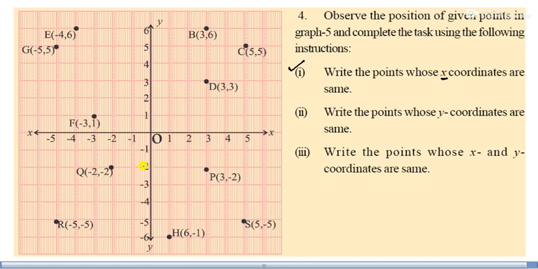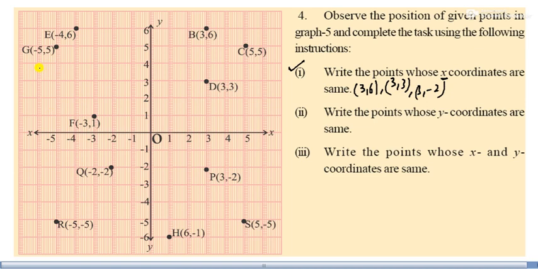So you can watch the first quadrant. So it is (3, 6) and (3, 3). So you can write here: first one is (3, 6), and here is (3, 3). The second one is (3, -2), whose x coordinate is also 3. And any others? There is no other.